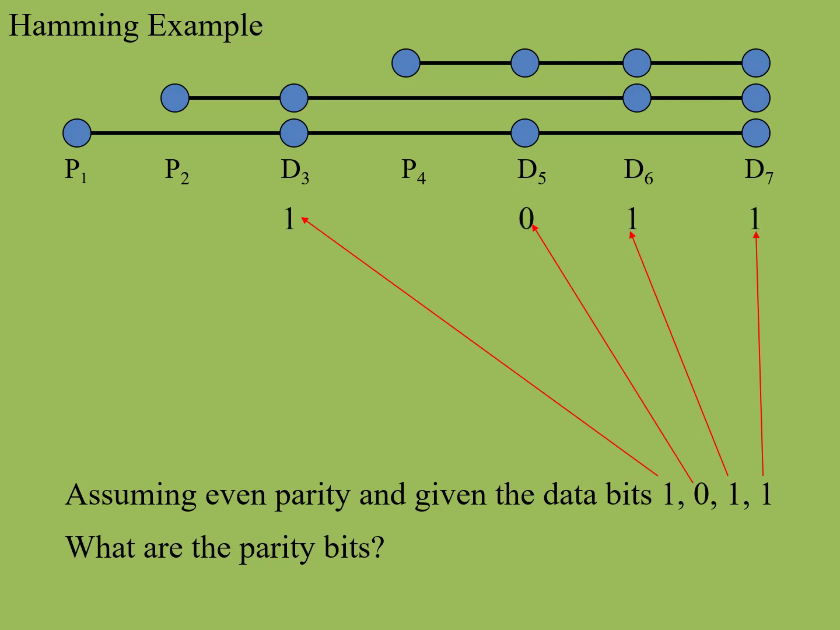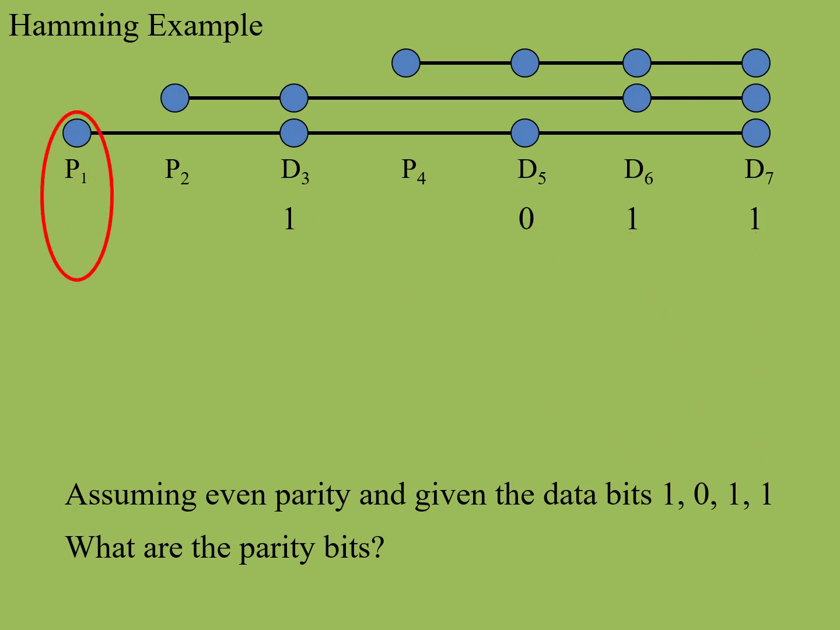Parity bit 1 is associated with D3, D5, and D7. And those are 1, 0, and 1. So there are 2 1s and a single 0. That means that we don't need any more 1s. We have an even number of 1s. So our parity bit 1 would be a 0.